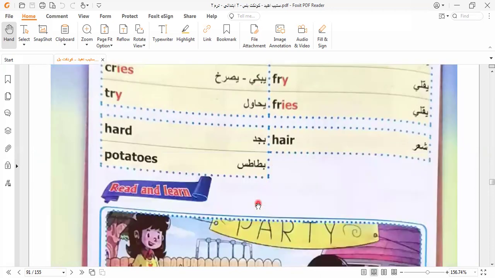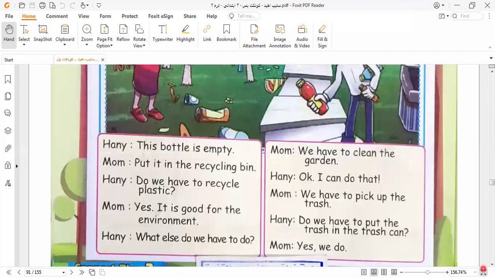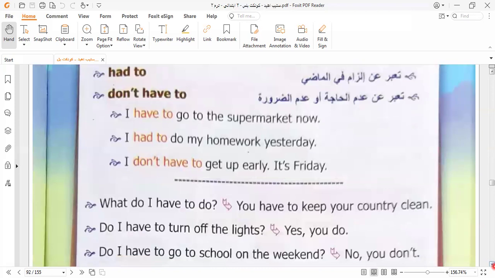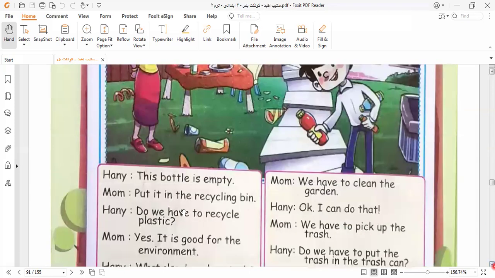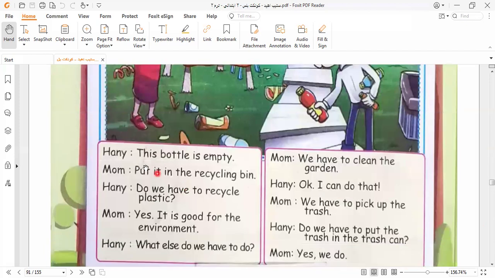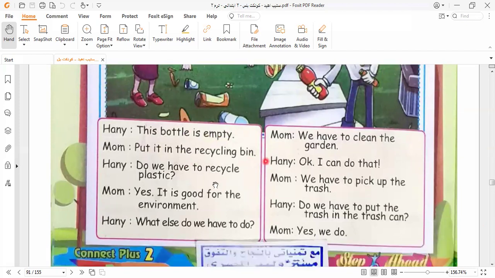Let's go to another one here. Here is the dialogue, and we have questions below. We will answer them. Let's get to know this dialogue. This bottle is empty. Put it in the recycle bin. In the recycling bin. Do we have to recycle plastic?